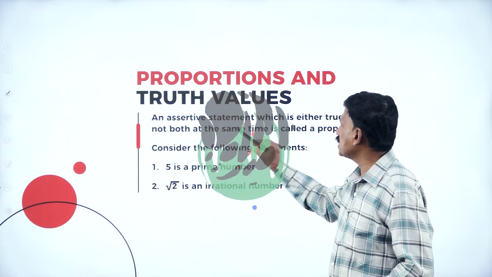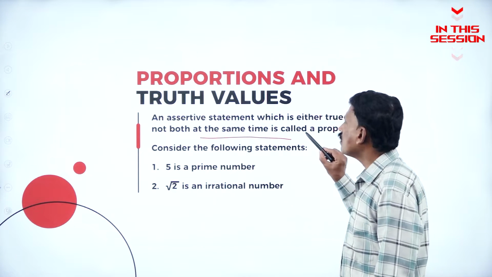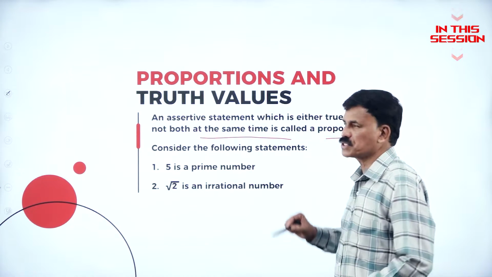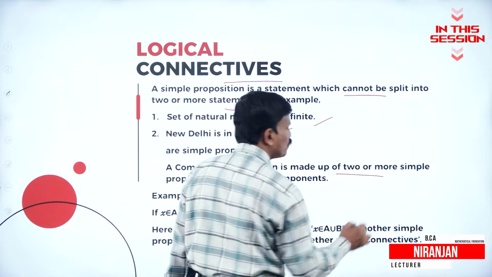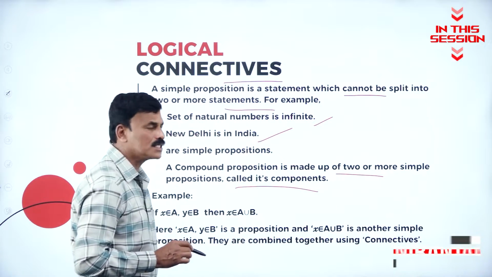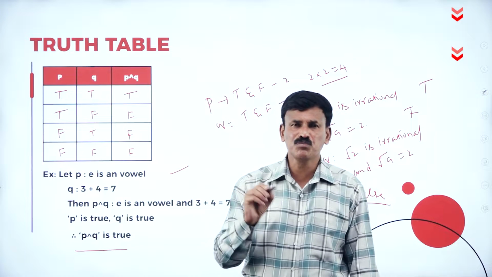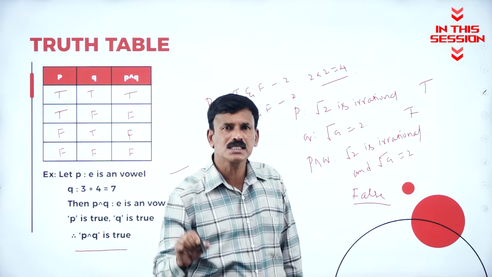Any assertive statement which is either true or false but not both at the same time is called a proposition. A compound proposition is made up of two or more simple propositions, called its components. In case of conjunction, if both the statements are true, then only it is true. In other cases, it is false.